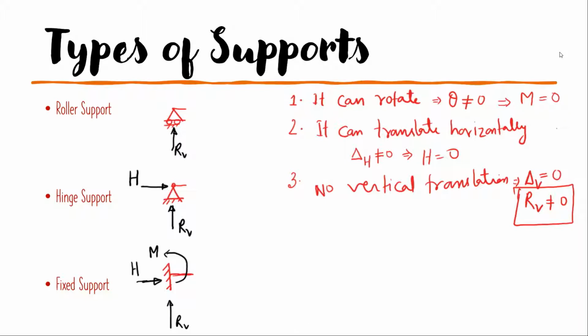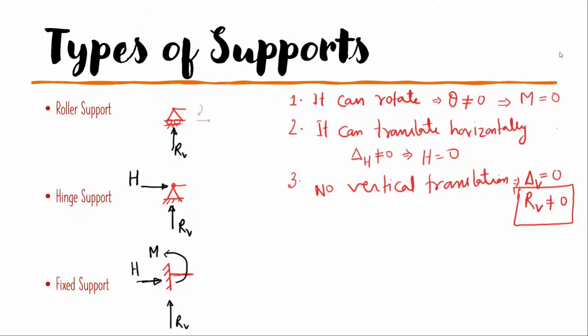About the roller support, it is the ideal case, which is given the symbol of a roller at the base. So what does this signify? This signifies that it can move horizontally and it can have a rotation. Both are possible: horizontal displacement and rotation.